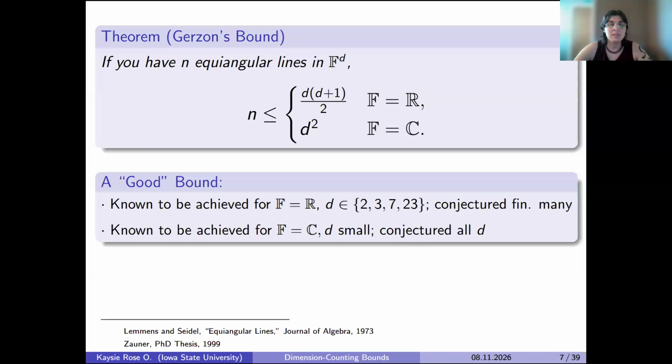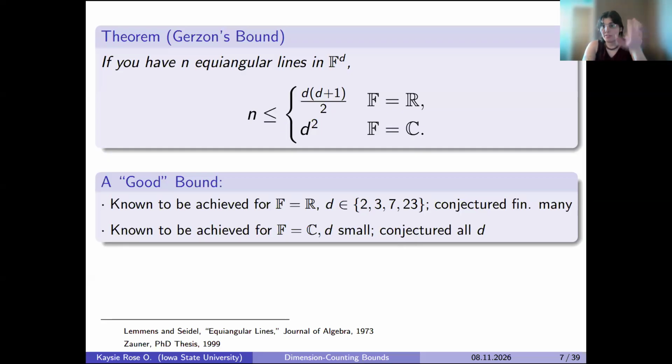Over the complex numbers, it's achieved for a lot of small d. We know it up to, I want to say, around 200. And it's conjectured, it's Zauner's conjecture, a famous conjecture, or at least I hear about it a lot, that it works for all d. So, okay, at least sometimes tight in the real case, possibly a perfect upper bound in the complex case.